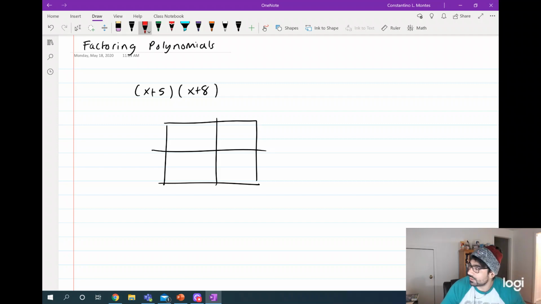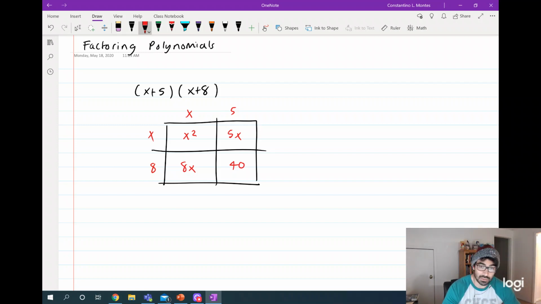Ignore him. Okay, we got x plus 5, x plus 8, so x plus 5 and x and 8. And then I just figure out each piece in that square. So x times x is x squared, x times 8 is 8x, 5 times x is 5x, 5 times 8 is 40, and we end up with every single piece filled in, right?